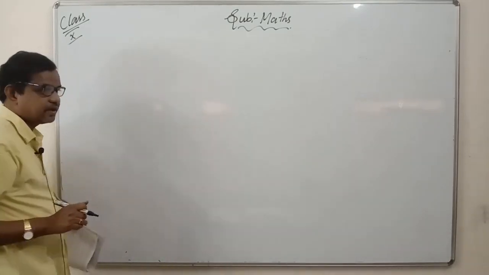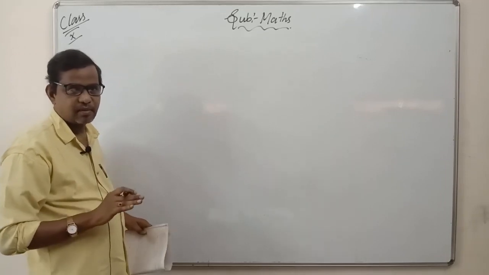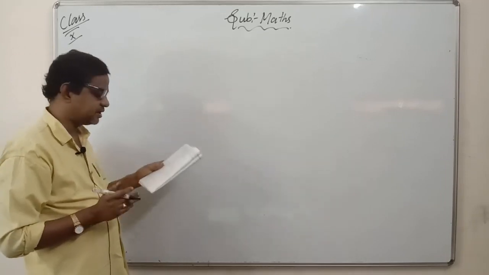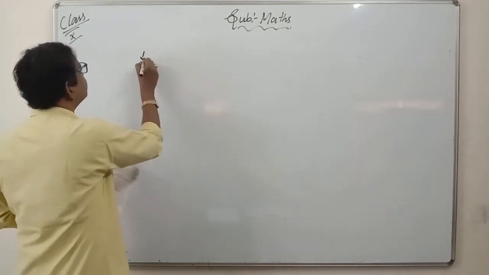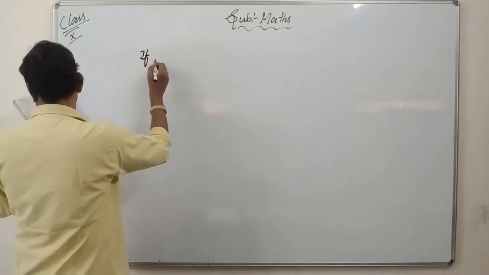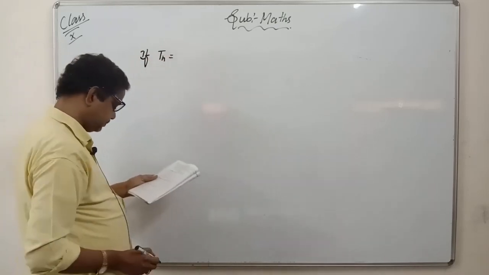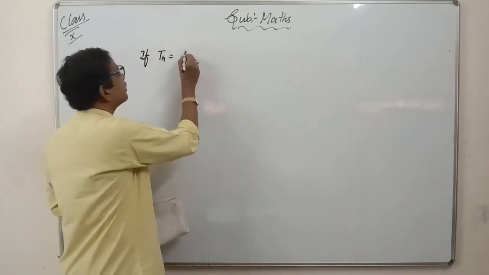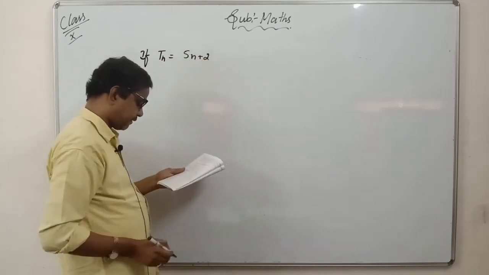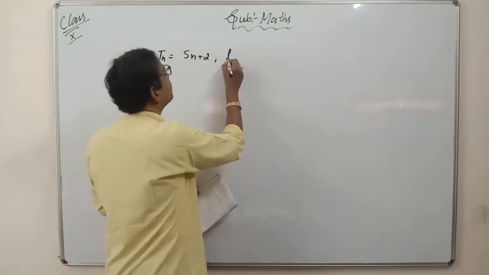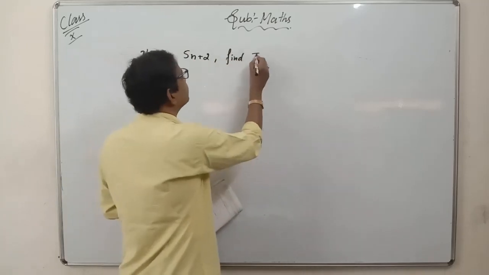See, we are going through different types of problems. We are not solving the same type of problem, just the problems will be changed here. The next question is, if Tn equals 5n plus 2, then find Tn plus 1.